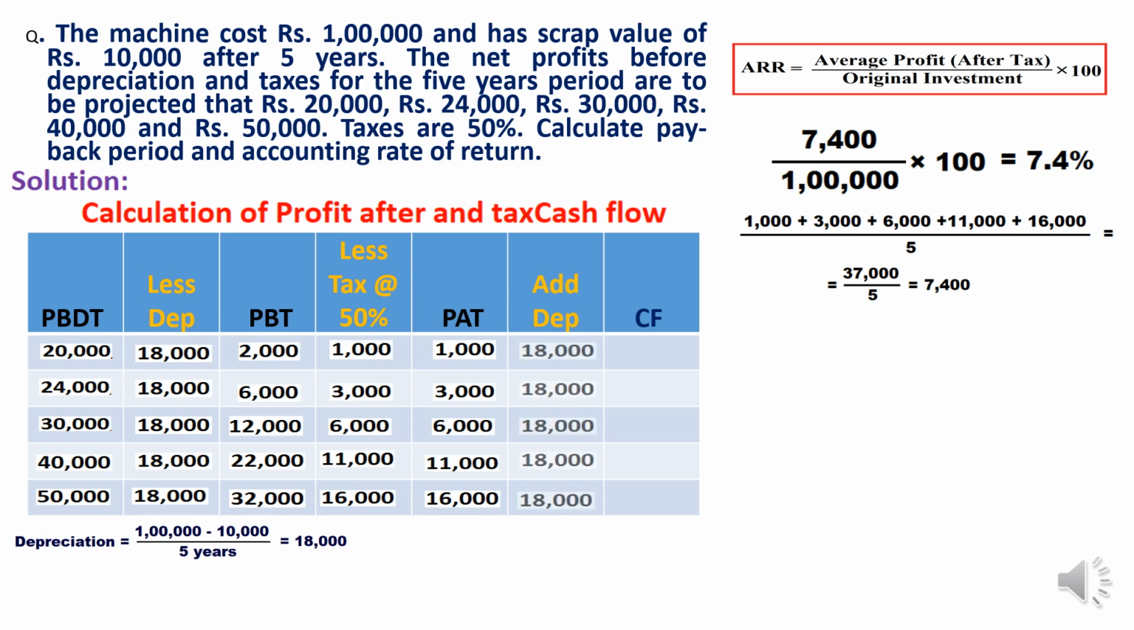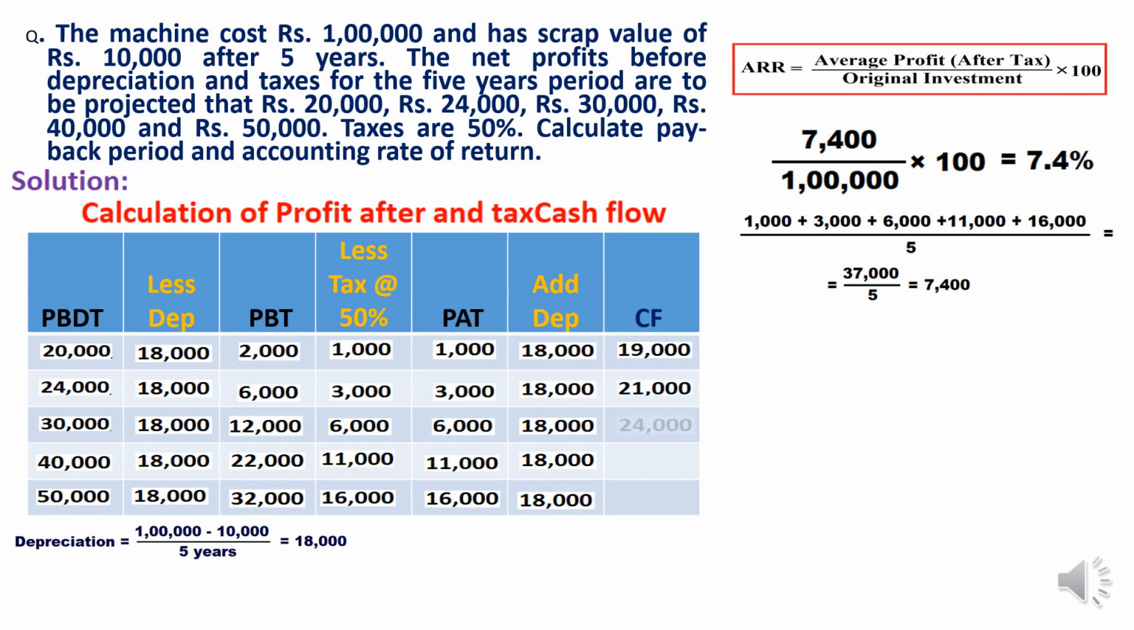So if you see the calculation of ARR, what do we have to do? We need to calculate cash flow. How to calculate cash flow? To this profit we have to add back depreciation, 18,000 again. Earlier we deducted the depreciation to calculate profit after tax. To this we have to add back the depreciation, then we will get cash flow.